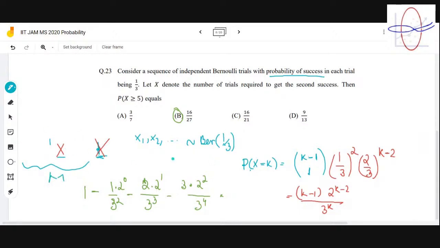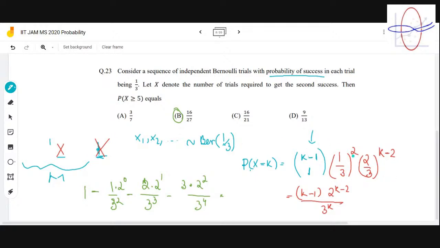So we choose those steps, k minus 1 choose 1, and the probability of these two successes is 1 by 3 whole square, and the probability of failures is 2 by 3 whole to the power k minus 2. Therefore, that is the probability of x equal to k. k minus 1 choose 1 is for selecting where the first success is among the first k minus 1 places, and this is the normal probability.